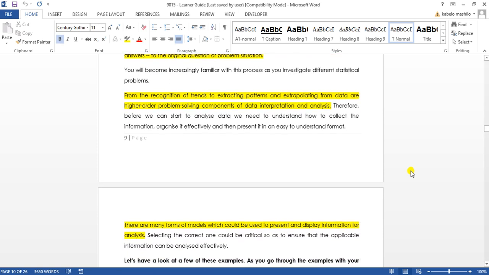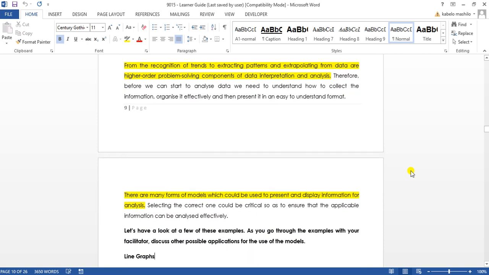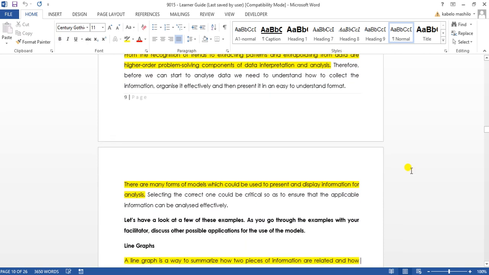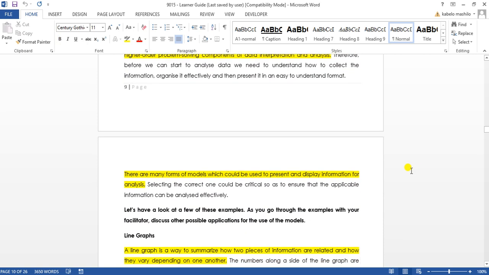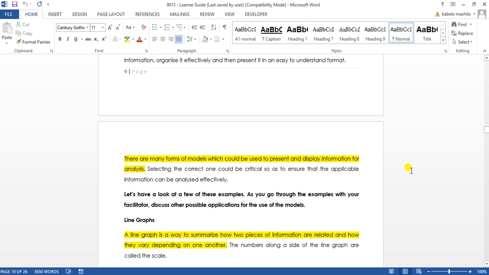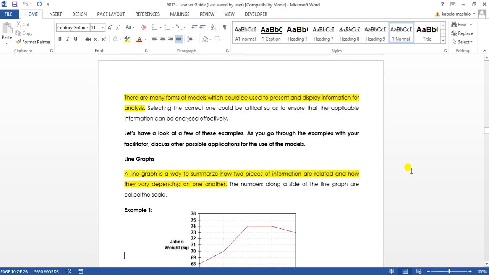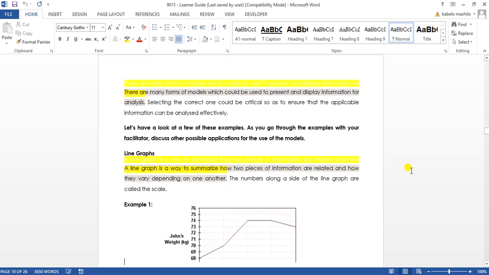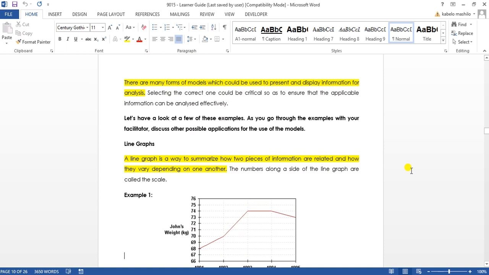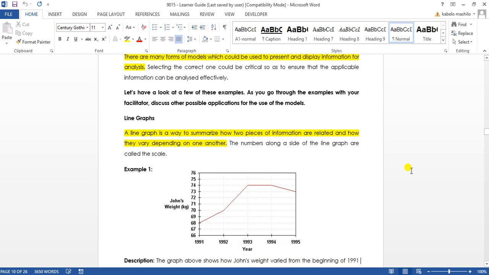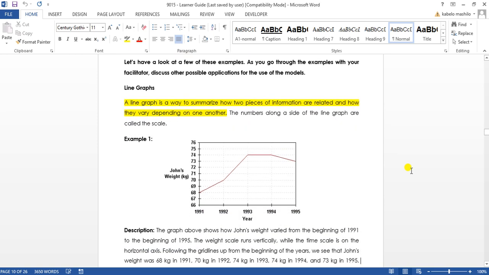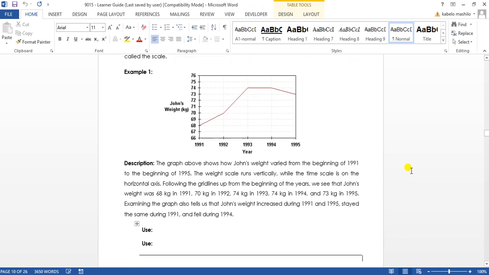There are four forms of models which could be used to present and display information for analysis. Let's look at the examples, and you'll go through the examples on your own. The line graph is a way to summarize how two pieces of information are related and how they vary depending on one another. There's an example of one in the description. You'll go through that on your own.